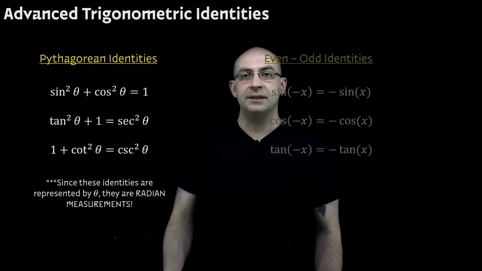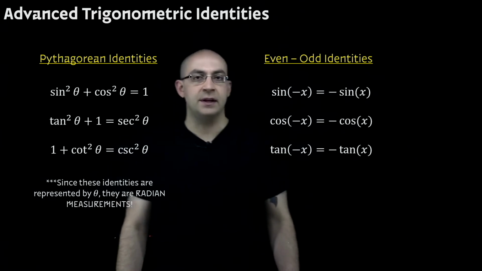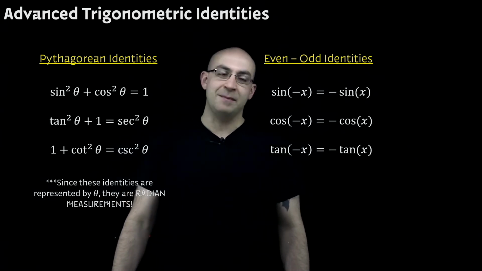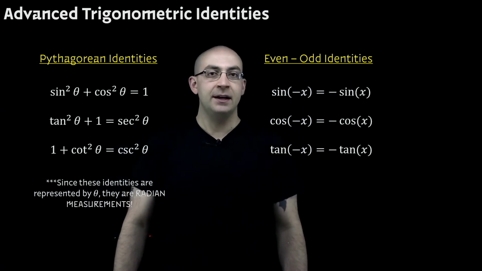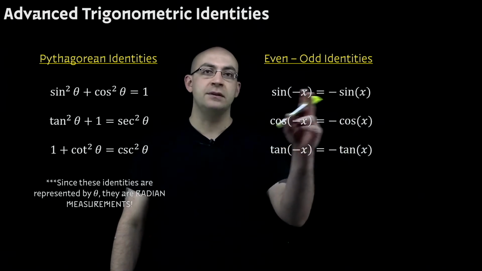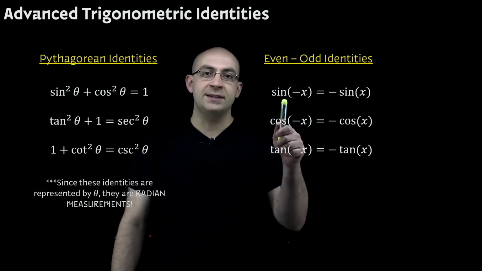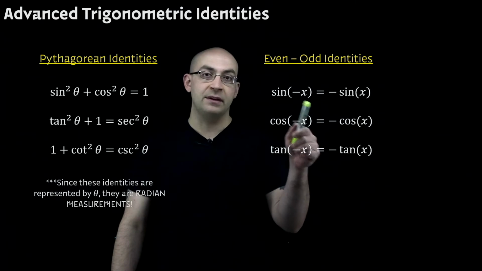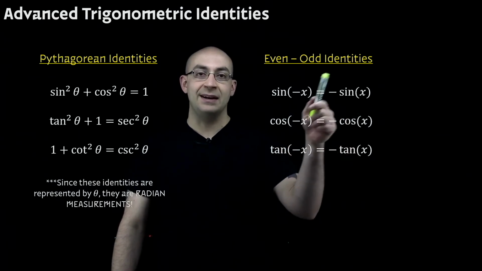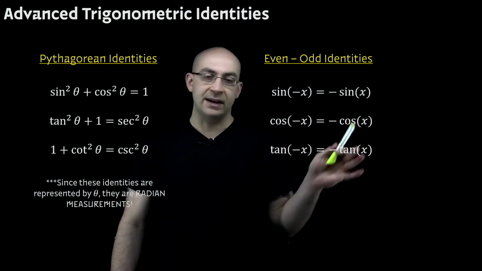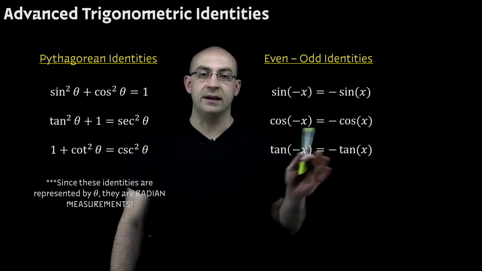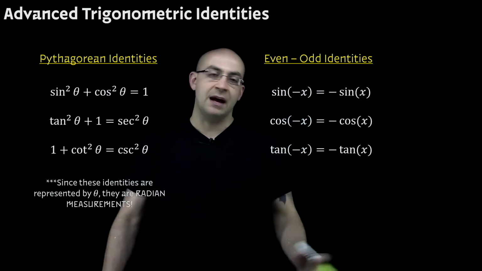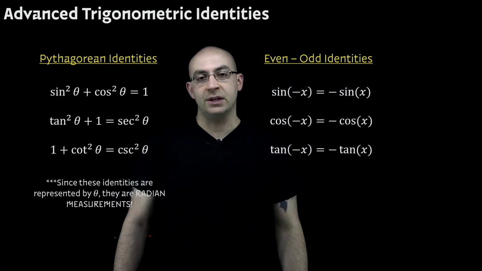Now, the other set of identities we'll talk about today are even and odd, not even minus odd. It's just even or odd. These are really simple actually, and you could just use theta as well. But anytime we have a negative x value or a negative theta value for sine, we could just simply take that negative out and put it in the front and it makes the entire sine function or sine identity negative. Same with cosine, same with tangent. Obviously cosecant and secant and cotangent would be the same as well.